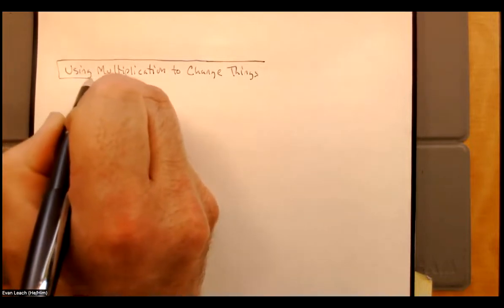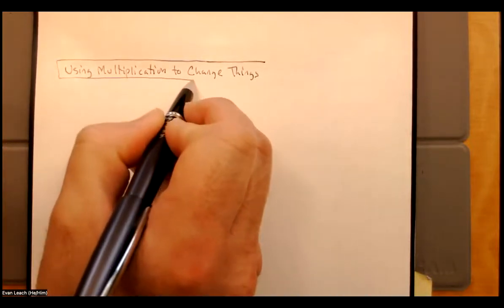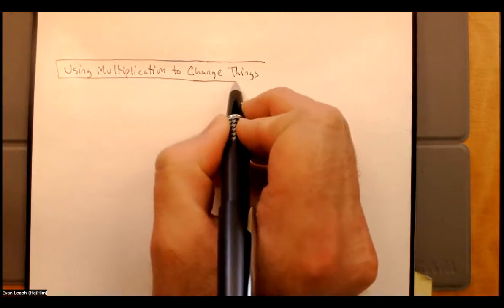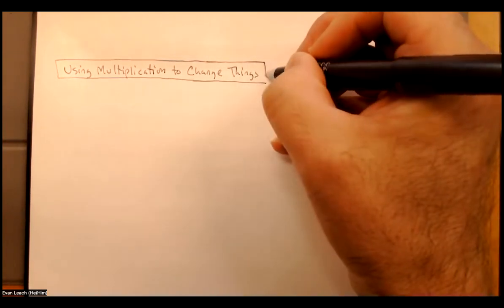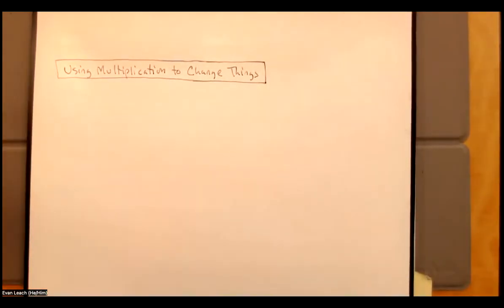Next up, we want to start taking these base graphs. We want to think of these, sine theta and cosine theta, as base model graphs. Amplitude is 1, period is 360. And I want to start using multiplication to change things.